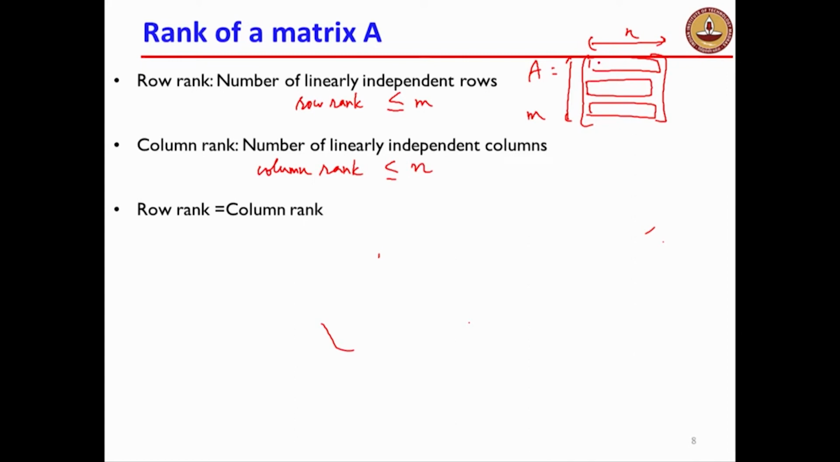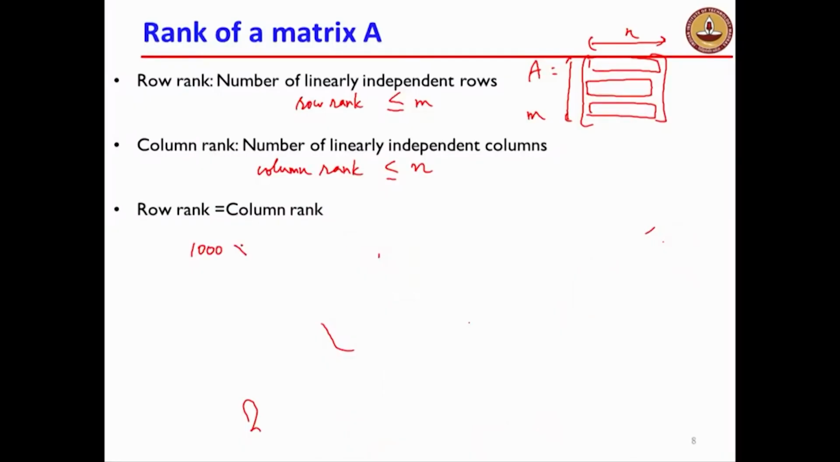Now, there is a very fascinating fact in linear algebra. It says that row rank is equal to column rank. So, think about this. If I give you a 1000 by 2 matrix, obviously row rank is equal to column rank. Row rank cannot be larger than 1000. The column rank cannot be larger than 2.